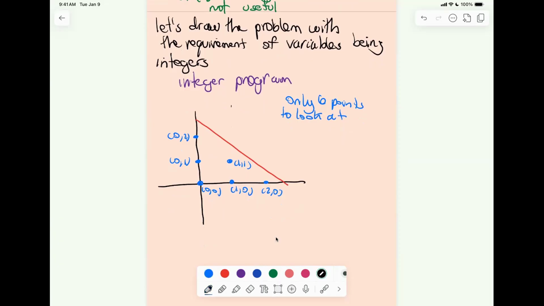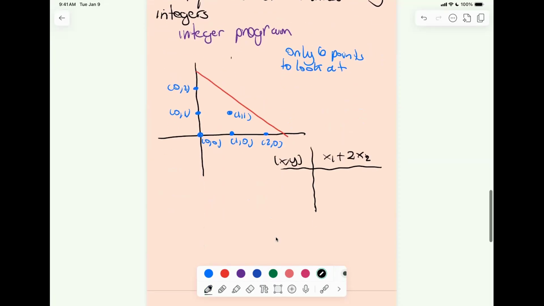And of course, it's kind of clear in this case what the answer should be. But if you take the candidate points and you compute x1 plus 2x2, I mean, it won't take that much time to do, but it's good to do it at least once.